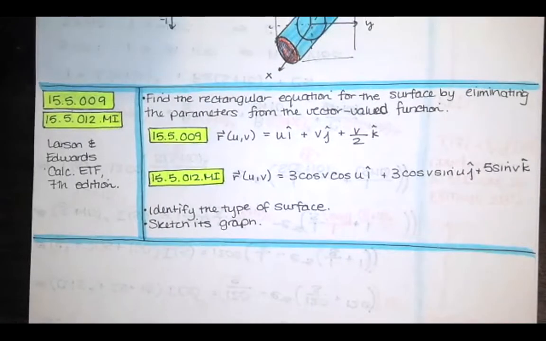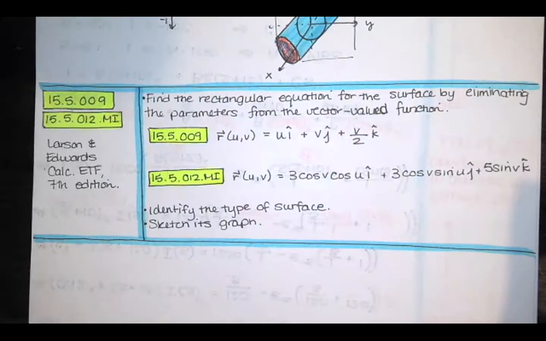In this video, we solve problems 15.5.009 and 15.5.012 from the Larson and Edwards Calculus Early Transcendental Functions text, 7th edition. We're asked to find the rectangular equation for the surface by eliminating the parameters from the vector valued function.